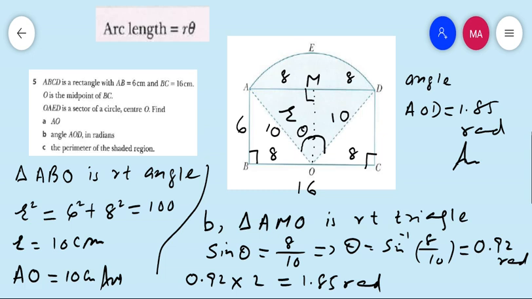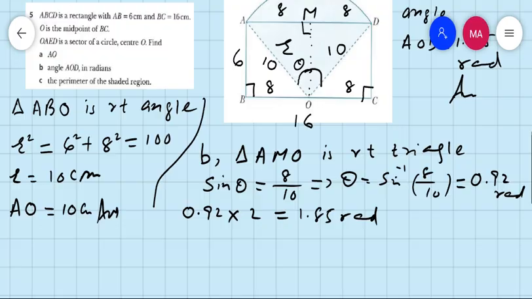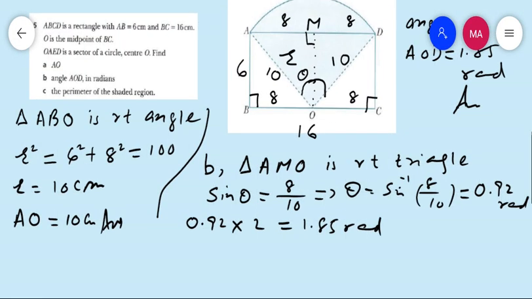Now the perimeter of the shaded region, part C. Perimeter means OA plus arc length AED plus OD. This is the perimeter. OA is already found, 10. OD, we know radii are equal, also 10.